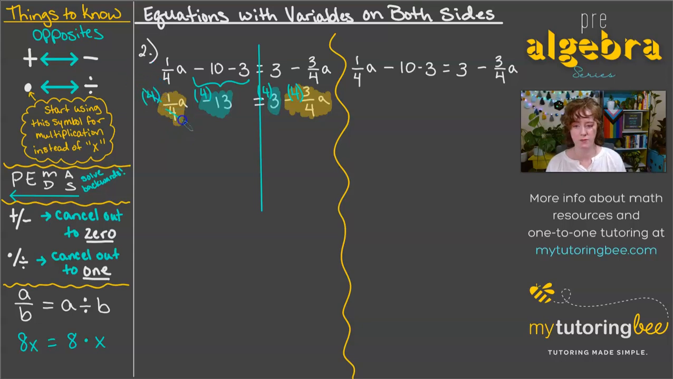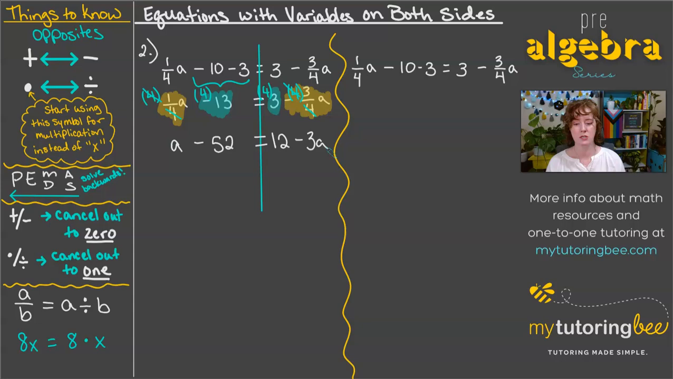So this 4 and 4 are going to cancel out. This 4 and this 4 are going to cancel out. So what am I left with? 1a is just a. 4 times 13 is 52, and then because that 13 is negative, it's minus 52. 4 times 3 is 12. This 4 and this 4 are canceled out, so then we've got minus 3a. Okay, so this just looks a lot easier to work with.